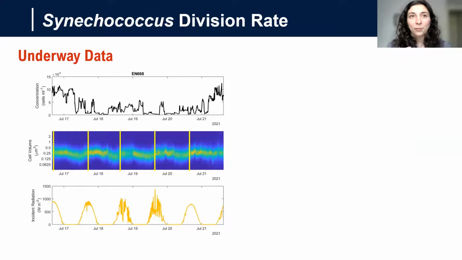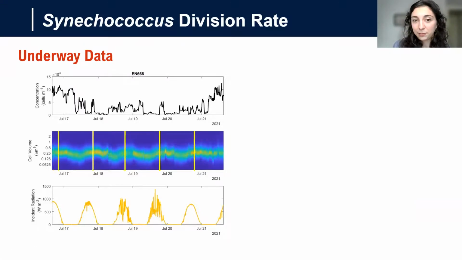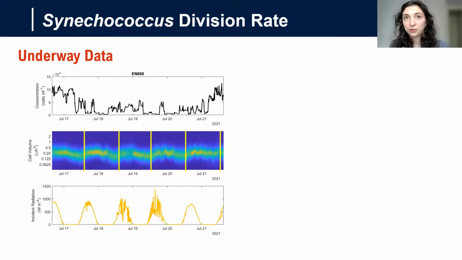But because the ship is moving and we might end up with the cruise transitioning between different bodies of water during the course of a day, we don't want our division rate estimates to be sensitive to that. So rather than using just these 5 dawn to dawn day cycles that we might be able to fit in, instead we're going to use a sliding window approach where we'll fit the model to every 24-hour period of the cruise, starting at every hour of the cruise. So we're going to have some overlapping days, but the result is we get this nice continuous division rate estimate.